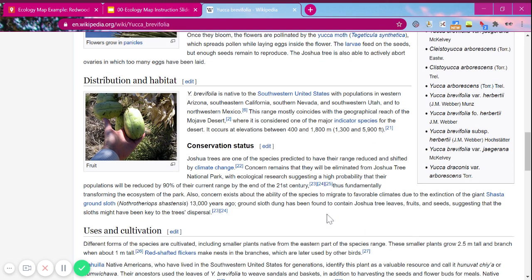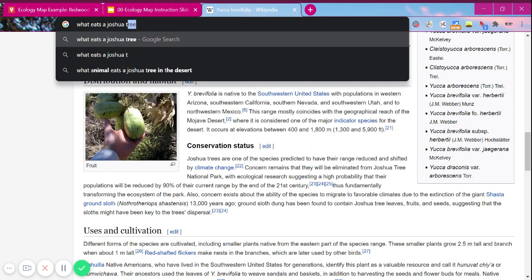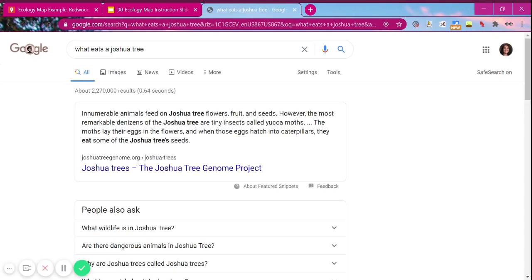If you are having a hard time finding your next species level, what you can do is Google what eats a Joshua tree. So I'm going to start there. So what eats a Joshua tree? All right, so it looks like it's giving me a few more things. Looks like one of the options could be yucca moth, which would then make it a primary consumer.